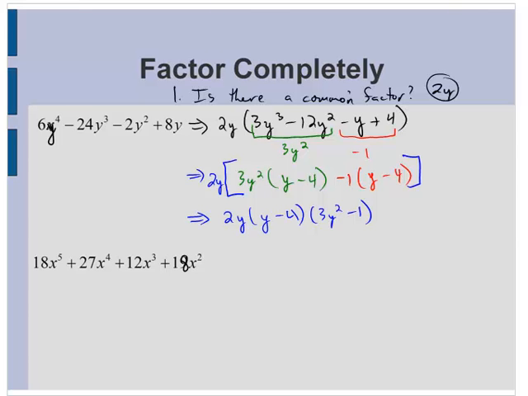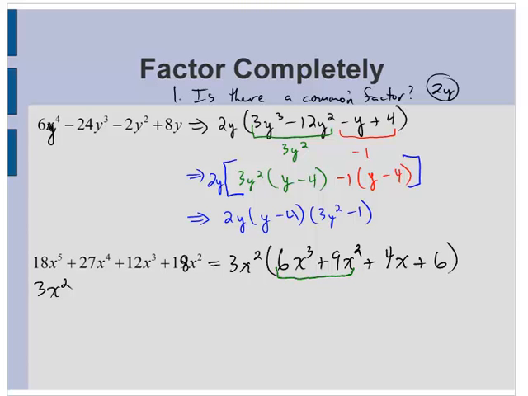All right, so here we do have a common factor of, let's see, 3x squared. So I can write this as 3x squared by 6x to the third plus 9x to the second plus 4x plus 6. Now, looking over the first two terms inside the parentheses, the common factor there is 3x squared. And over the second two terms, the common factor is a positive 2.